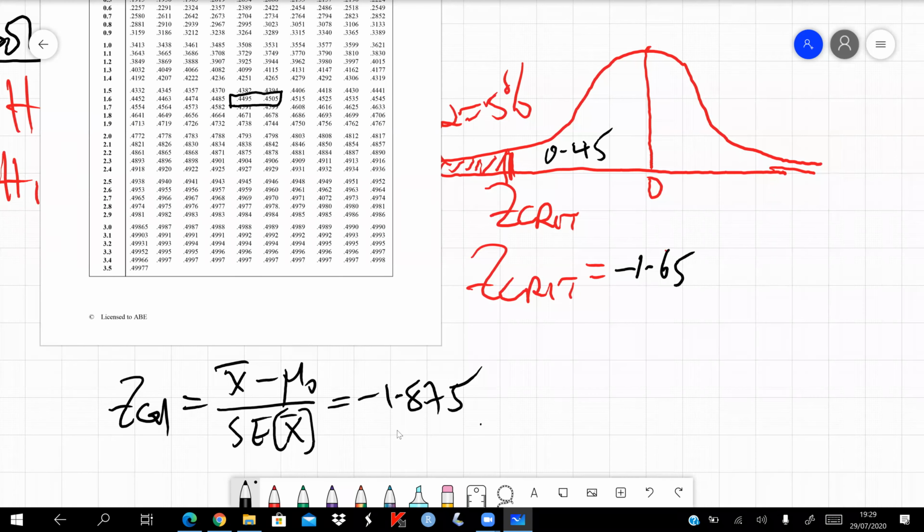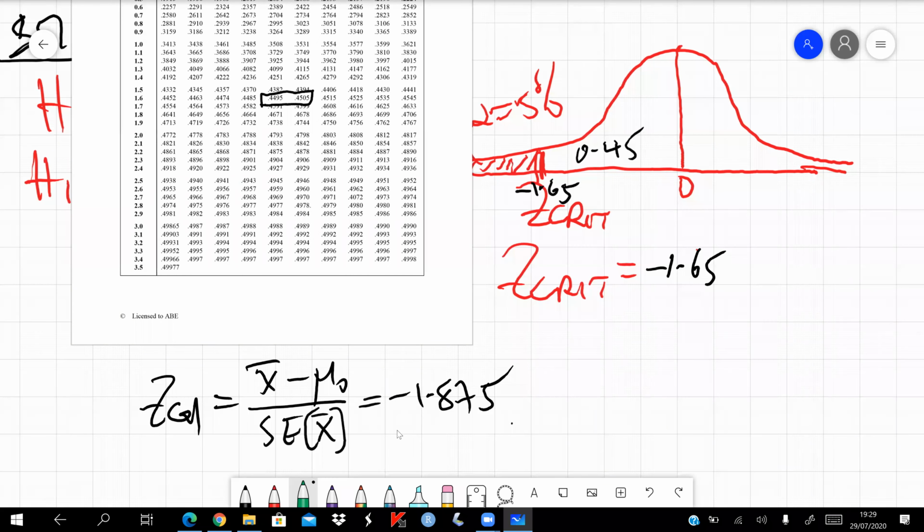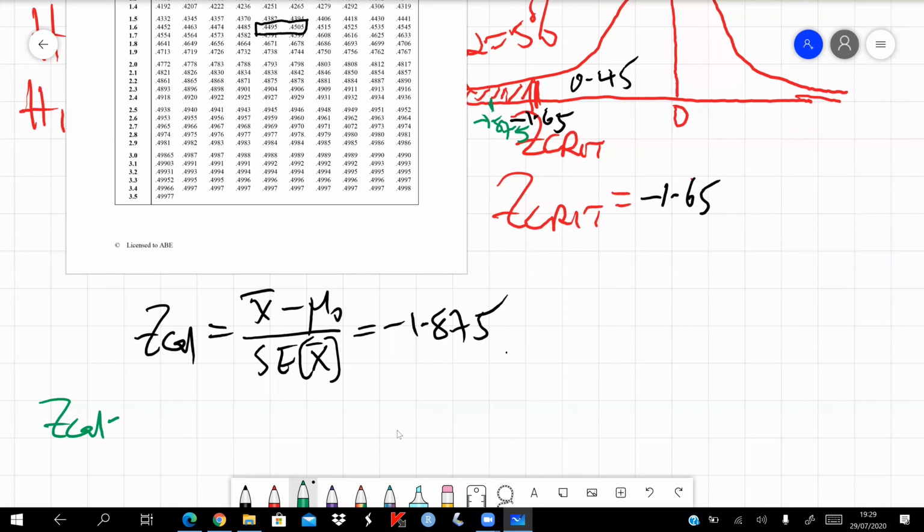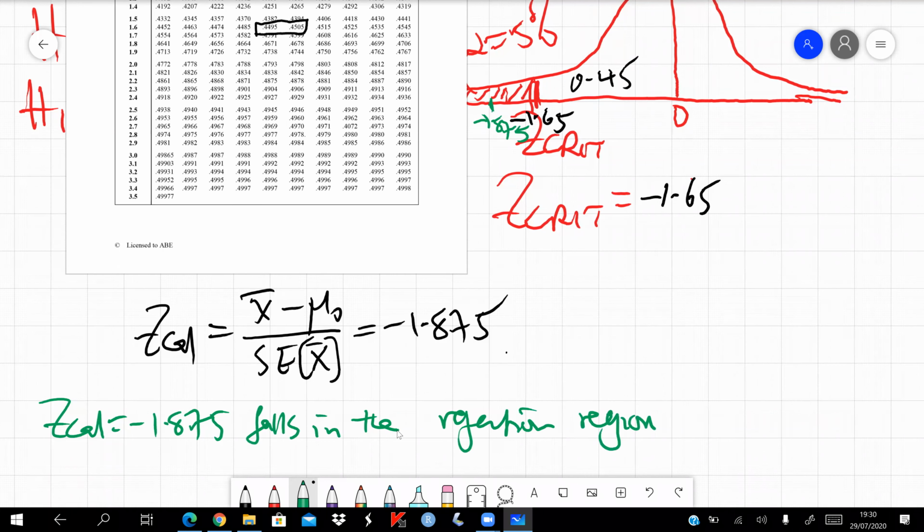Okay, so we now make a decision. This is a minus 1.65. So we make a decision. Where is this value? When you come here, clearly this value will be in the rejection region. It will be somewhere in the shaded part. So we say that Z calc, which is minus 1.875, falls in the rejection region. And that tells you what you're going to do with the null hypothesis. Hence, we reject the null hypothesis.